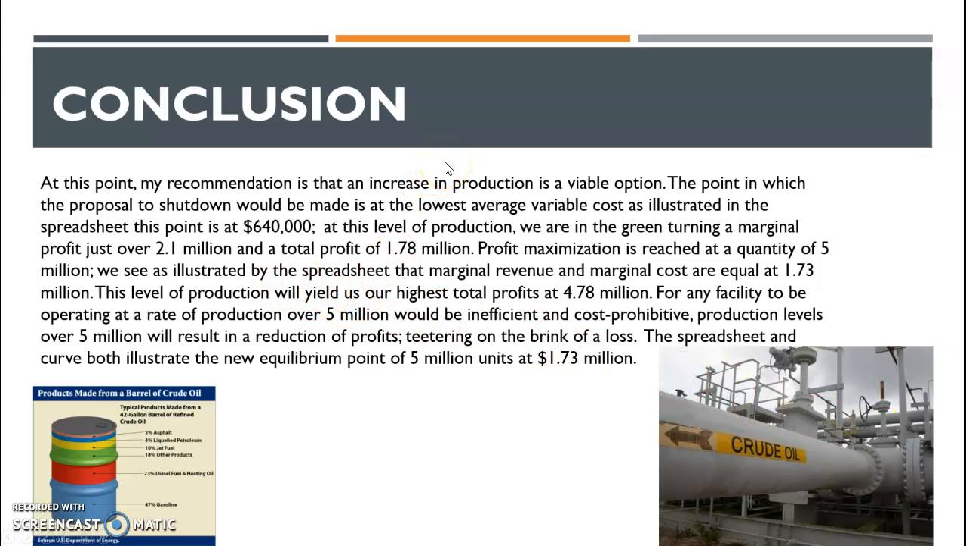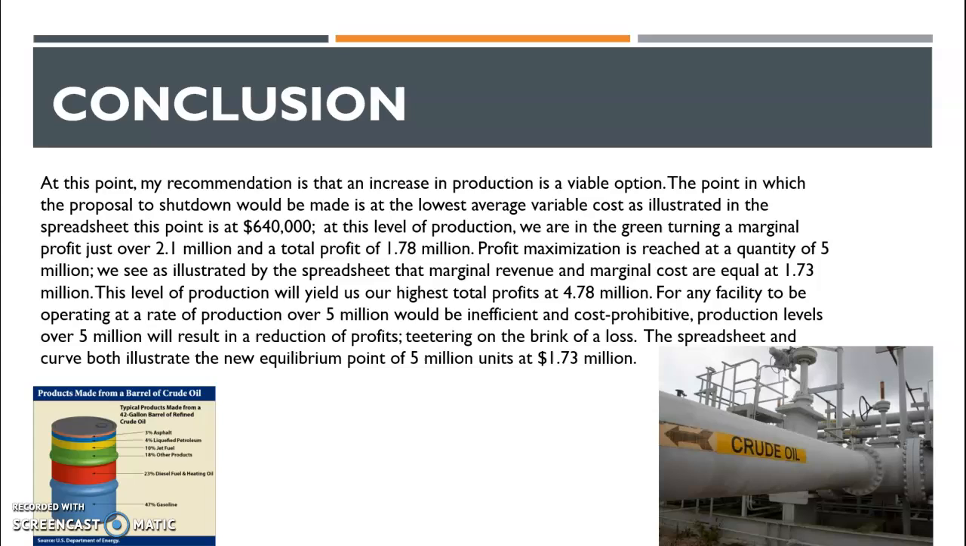To conclude, at this point, my recommendation is that an increase in production is a viable option. The point at which the proposal to shut down would be made, at the lowest average variable cost, is illustrated in the spreadsheet. This point is at $640,000. At this level of production, we are turning a marginal profit just over 2.1 million and a total profit of 1.78 million.